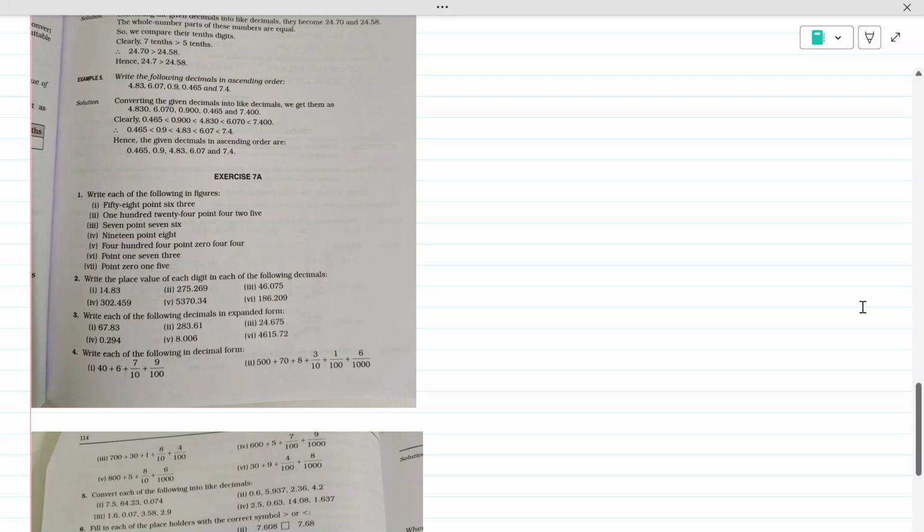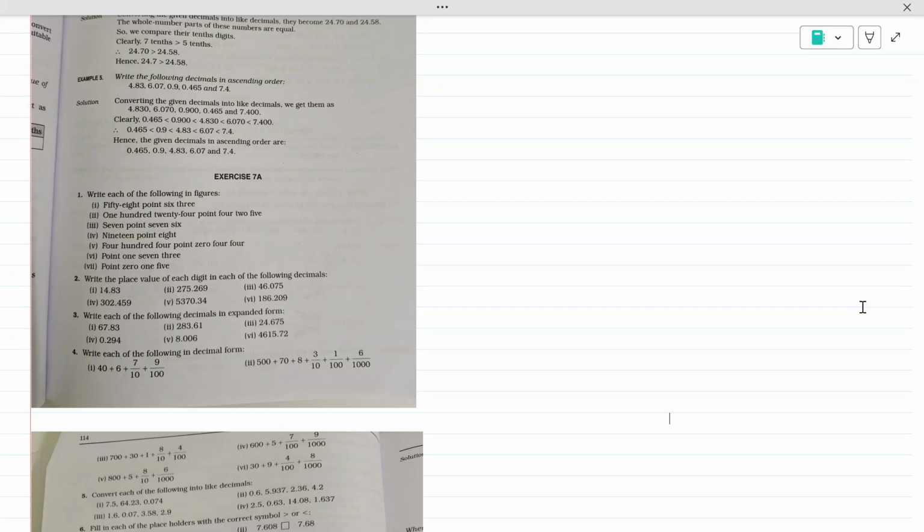Hello kids. So in our previous class, we have understood about the decimals, the like decimals, unlike decimals, and how to do the comparison of decimals. Also, we have learned how to represent a decimal number in a place value chart. So let's begin with the exercise in today's class.